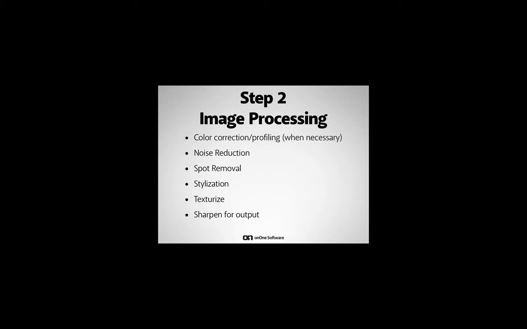And sharpening for output means if the image is going to be posted on my blog, it'll get sharpened. If it's going to get printed, it'll get sharpened. You want to resharpen your image to compensate for some of that loss of detail that you get when you post it on the web or when you print. When you print, you lose some of that sharpness, so you want to compensate for that.